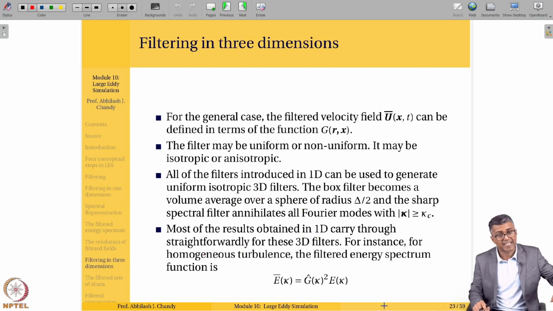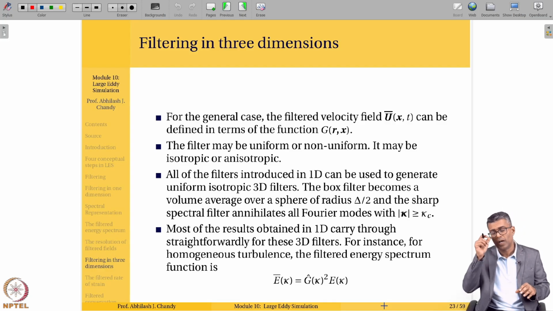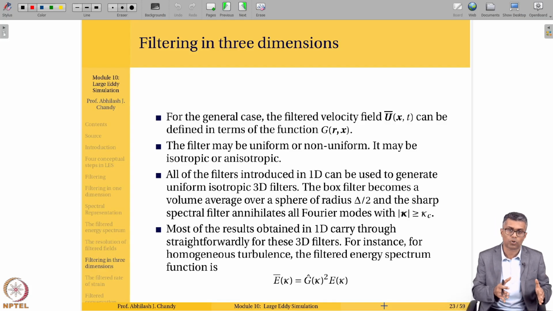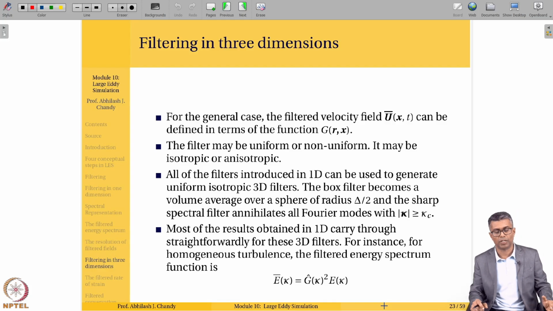So now let's take that whole concept into 3D, because so far we've been looking at filtering in just 1D. We've been looking at a 1D variable to see how the filtering works, and that is okay. In order to understand this better, we did that. So let's apply the same concept into 3 dimensions. For the general case, the filtered velocity field can be defined in terms of G of r and x. As you can see, u is in bold because it is 3D. x is in bold because it's a 3D space. U bar is a filtered field, which is also 3D, of course.